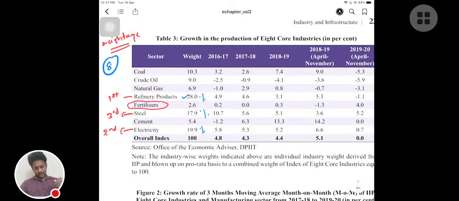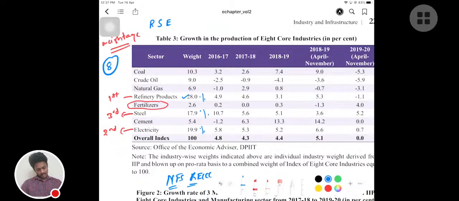So here we will try to make a logic. Refinery is R, because this is the logic, NFS RECCC. Now we will make this into a logic according to their weightage. Refinery is the first one. Second one is steel. Third one is electricity, right? Sorry, second one is steel. Sorry for that. Let me erase this.